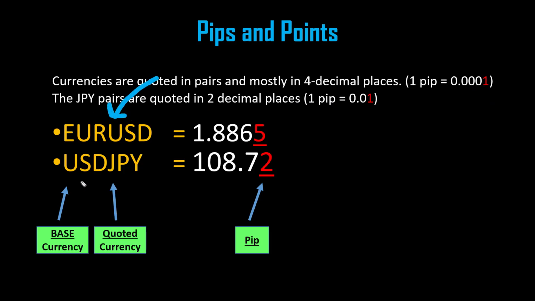Okay, so in this case here, we have EUR US dollar, right? Remember, guys, the left is the base currency, the right is the quote currency. So EUR US dollar is 1.8865. US dollar JPY is 108.72. So that is your pip, right? That's your pip, and then this is your pip. Because remember, four decimal places, 1, 2, 3, 4. This is two decimal places, 1, 2. So the last one is going to be your pip. The 5 is your pip, the 2 is your pip.